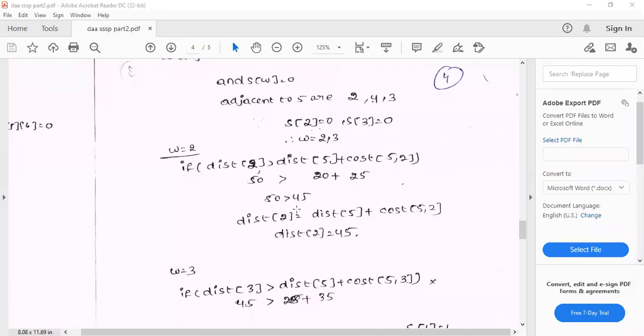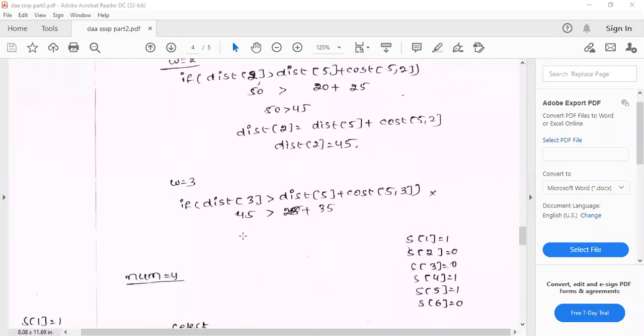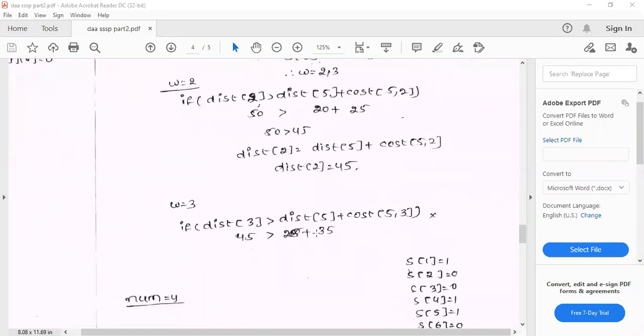Next, update distance 3. Distance 3 is already 45, and the distance by using the fifth vertex is larger. So distance 3 remains 45.